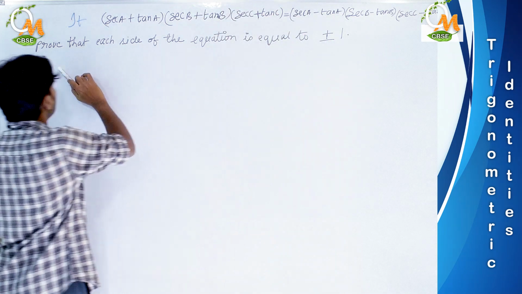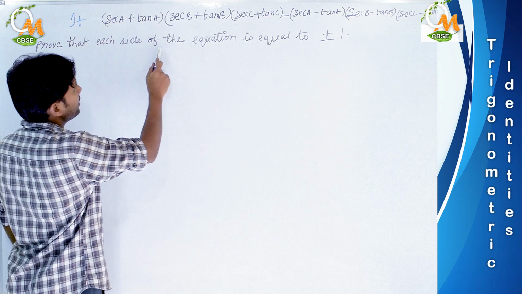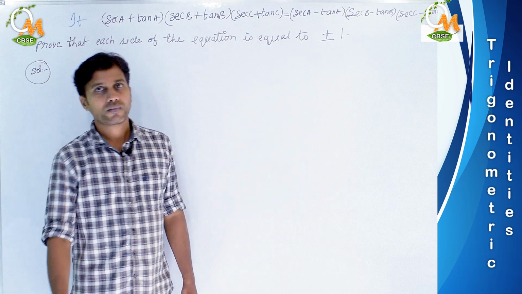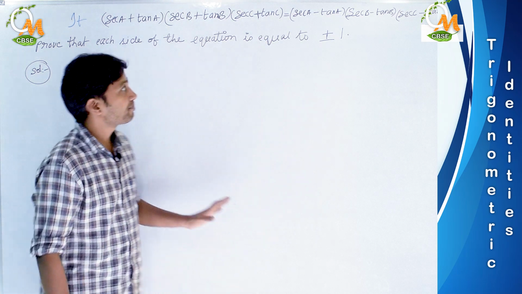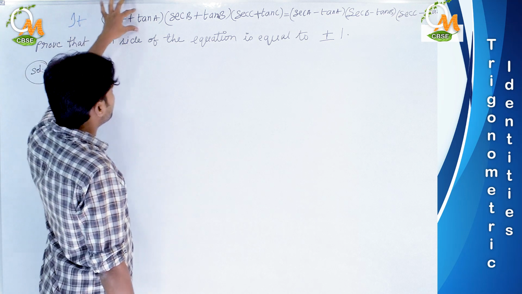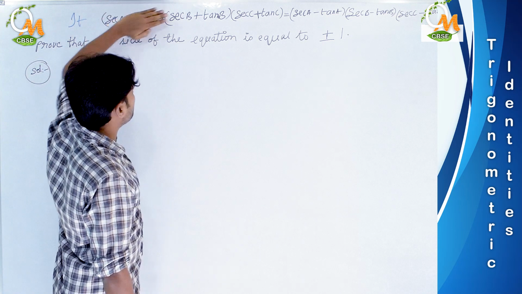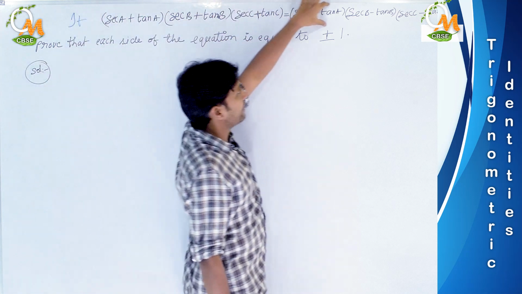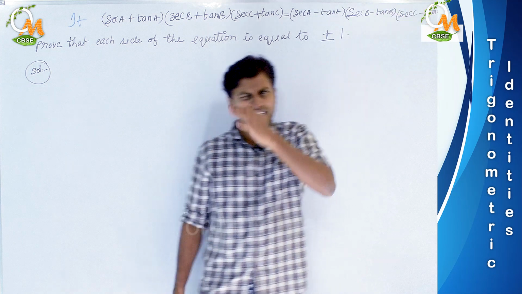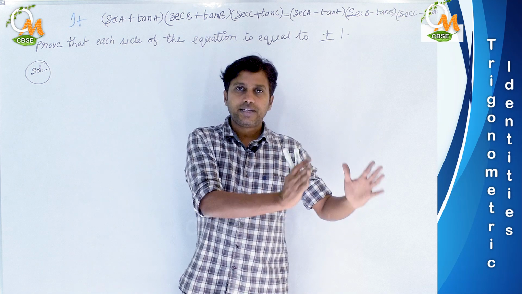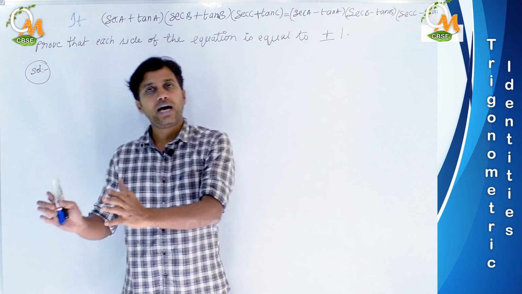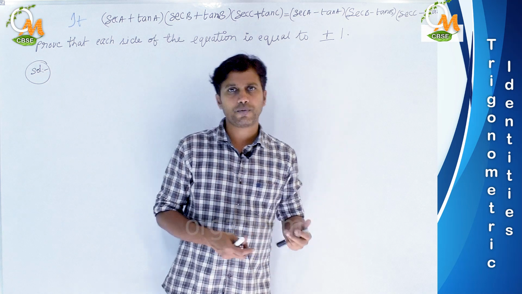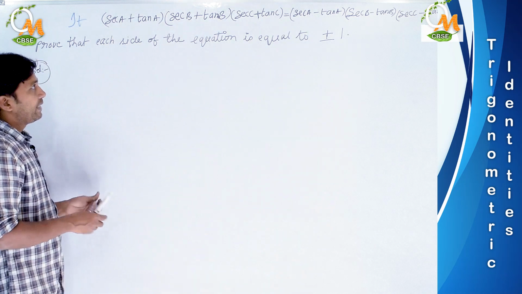Then we need to show what? Prove that each side of the equation is equal to plus or minus 1. So how to show that? We need to show either this entire expression equals plus or minus 1, or the other side equals plus or minus 1. That means either LHS equals plus or minus 1 or RHS equals plus or minus 1. Because both are same, we get plus or minus 1. So here take LHS.